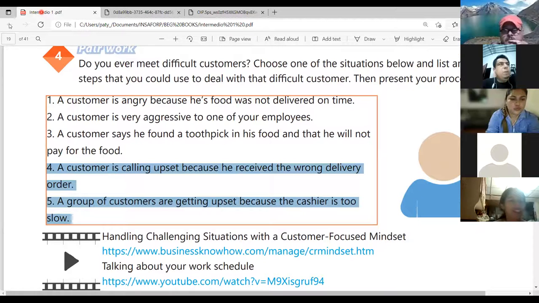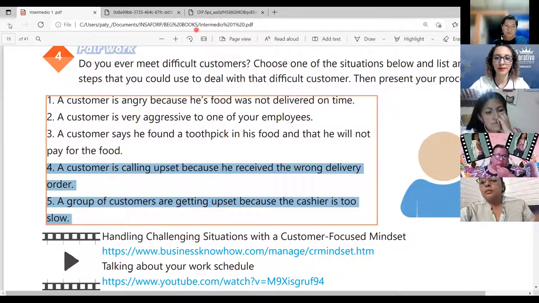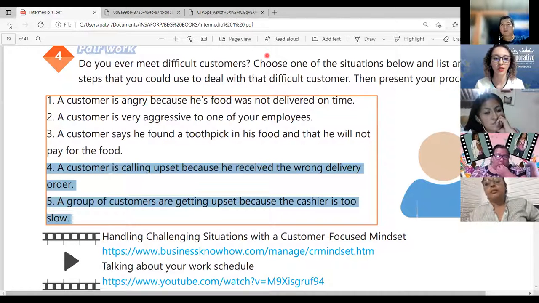A customer is calling upset because he received the wrong delivery order. A group of customers are getting upset because the cashier is too slow. Yes. Thank you, Zaira. Good pronunciation.